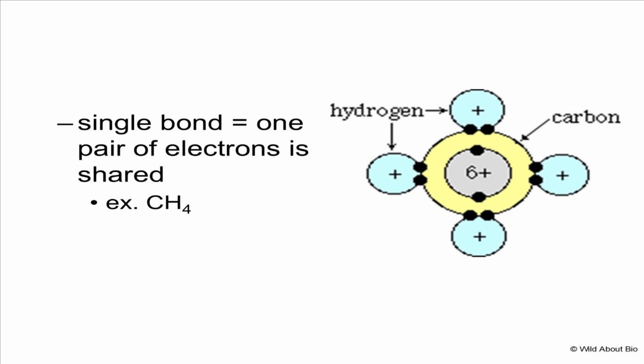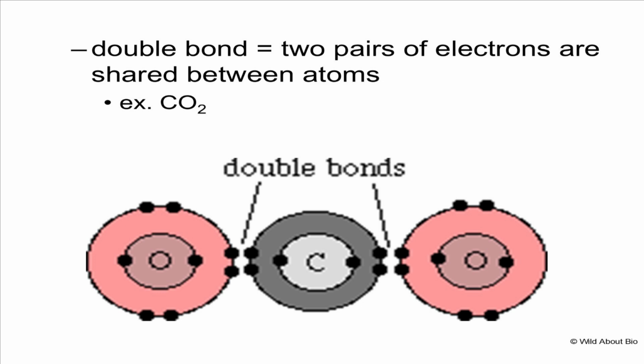A single bond means one pair of electrons is shared between 2 atoms. You'll see this in methane, CH4, 1 carbon bonded to 4 hydrogens. Each pair of electrons holds 1 hydrogen to the carbon. When atoms share 2 pairs of electrons, that's a double bond. For example, carbon dioxide, CO2, has a carbon atom double bonded to 2 oxygen atoms. These bonds are stronger and shorter than single ones.